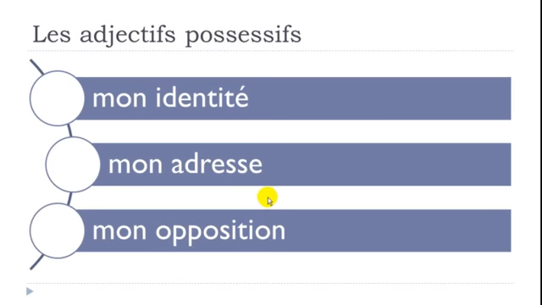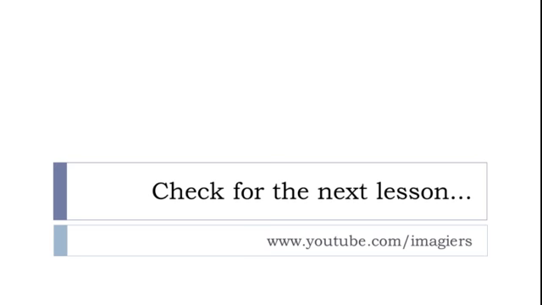And the last one I took, same thing, opposition, well, basically feminine, but then it starts with the O, mon opposition, you make this link, hein? Mon opposition. So let's repeat it one more time, mon identité, mon adresse, mon opposition. Okay, I hope everything was okay with you. So it was leçon D.